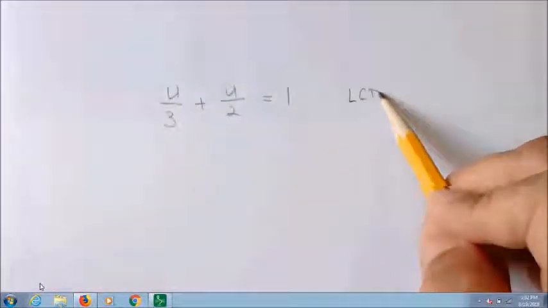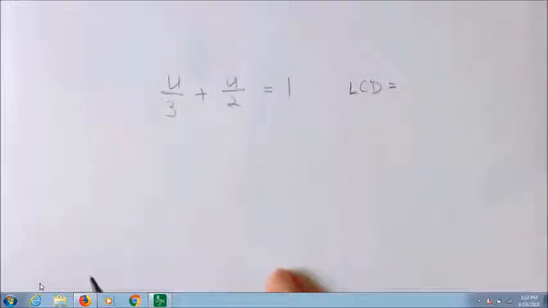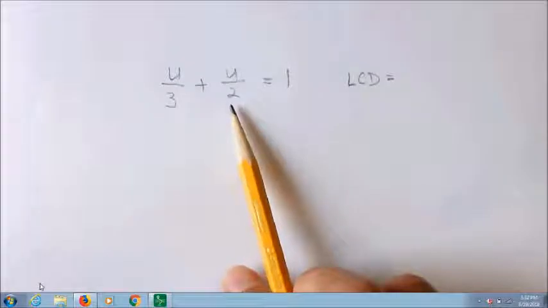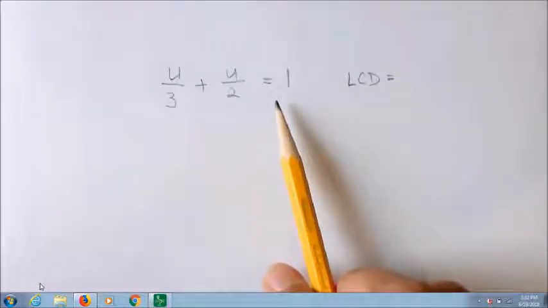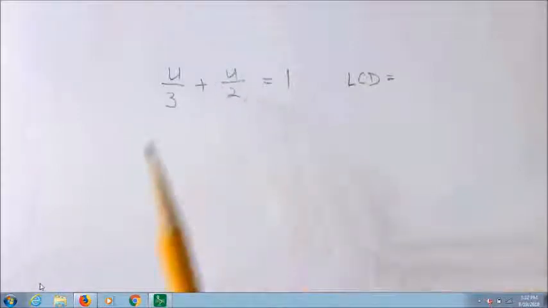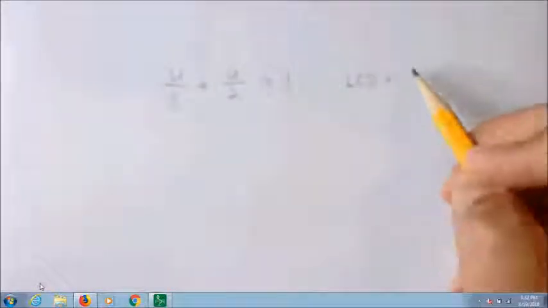So when I'm finding the lowest common denominator, I need the lowest number, the smallest number that 3 divides into and 2 divides into, and 1 will divide into everything. So we're really just looking at these two with no remainder. And that number is 6. Okay, so that's my lowest common denominator.